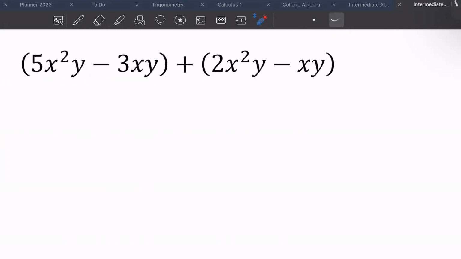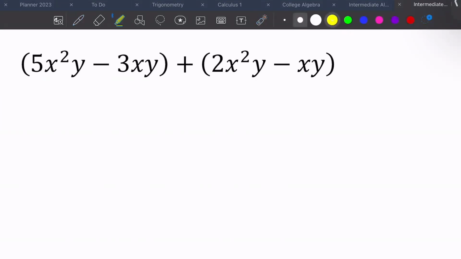This one, the only difference is we have two variables, right? But the same thing goes. In order for you to add like terms, everything has to be the same. So we have x squared y. You can only add that with an x squared y, okay? If it's not, then it's not like terms, right?